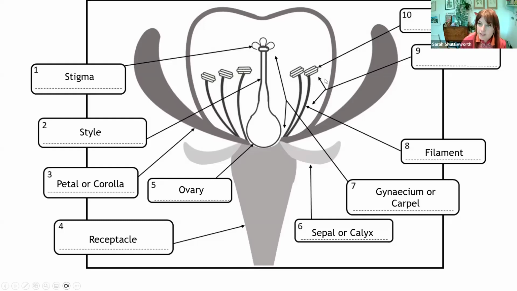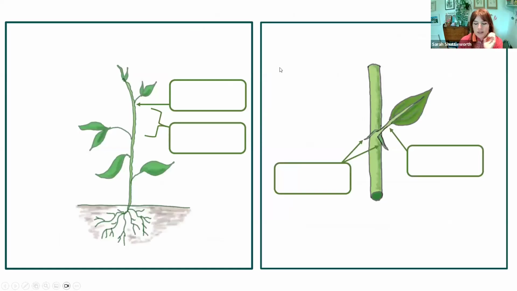Oh, apologies, I've gone ahead before, but that's the filament, the stalk-like bit for this. But what is the name of this whole unit here, the male part, that includes the filament and the bit at the top? Yeah, excellent, stamen. And then finally, what is the name of the bit that contains the pollen at the top? Yeah, perfect, nice one.